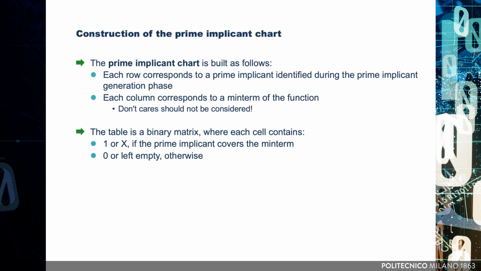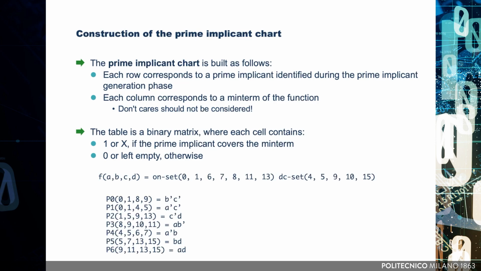Note that don't care terms are excluded from the columns, as they do not correspond to function outputs equal to 1. The prime implicant chart is a binary matrix in which each cell contains either a 1 or, more simply, an X, if the prime implicant in that row covers the minterm in the corresponding column. If it does not cover the minterm, the cell is left blank or filled with 0.